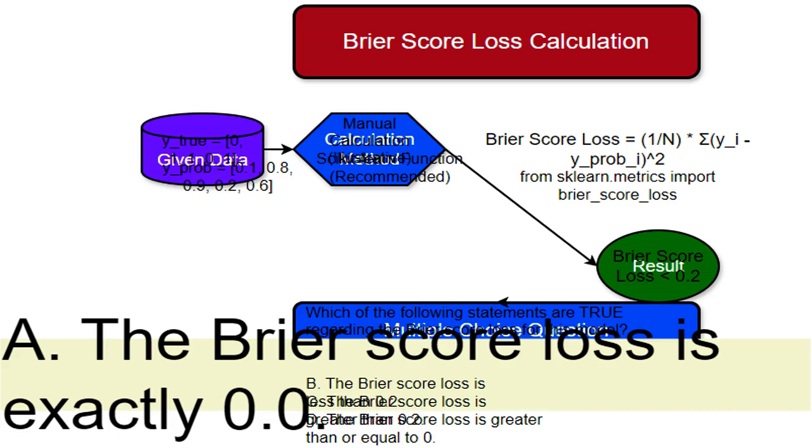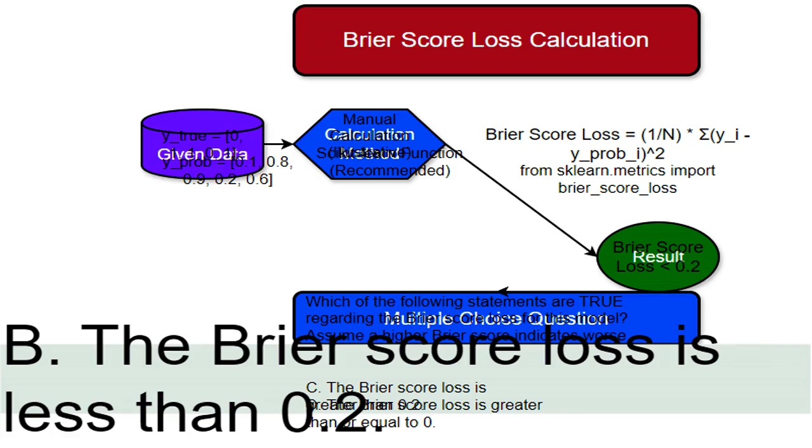This statement is false. The Brier score is less than 0.2. This statement is true but not useful. The Brier score is always non-negative, so this doesn't really tell us anything about the model's performance.